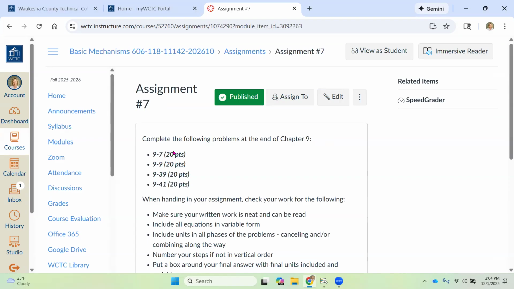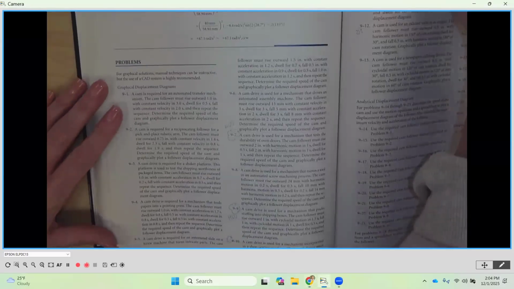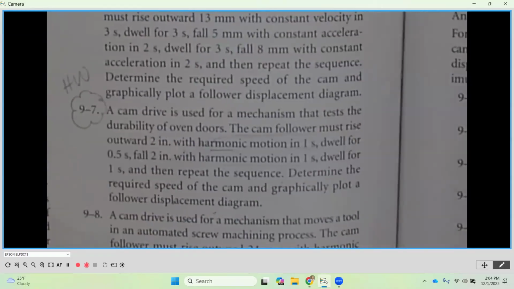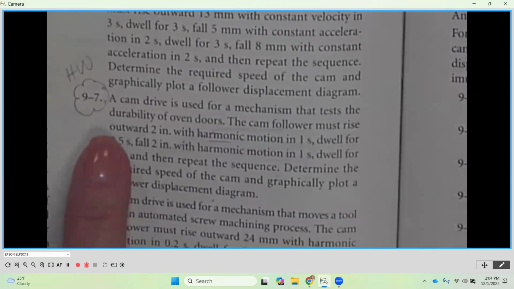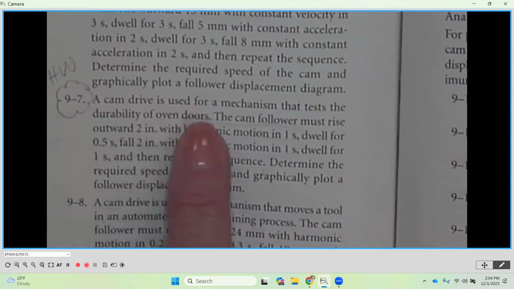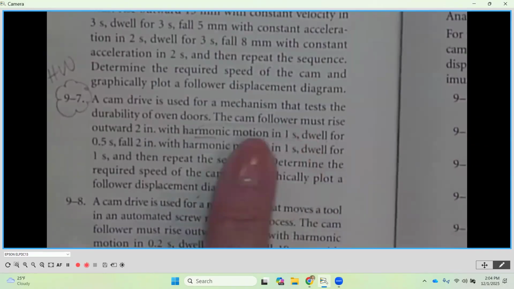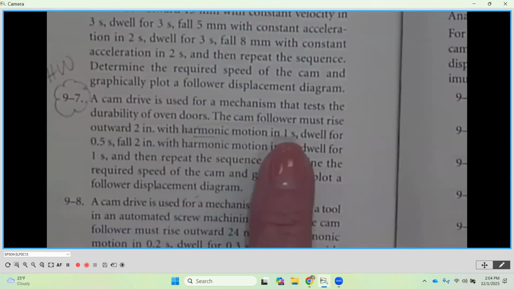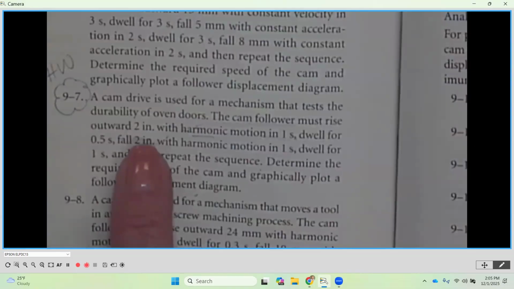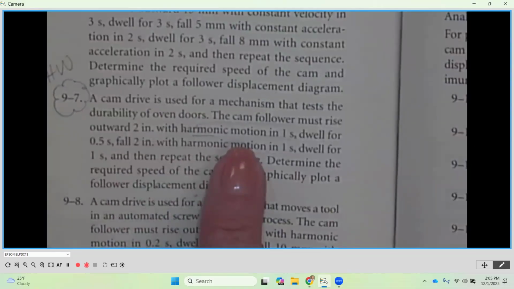So let's take a peek at those. That's 9.7 and 9.9. These are found at the end of the chapter. And they're on page 254. 254. So let me go back over here. Okay. So the first problem you're going to do is going to be 9.7. It says we have a cam drive is used for a mechanism that tests the durability of oven doors. The cam follower must rise 2 inches with harmonic motion in 1 second.